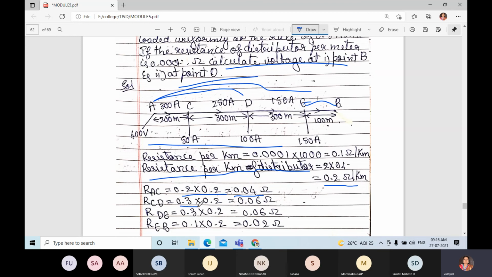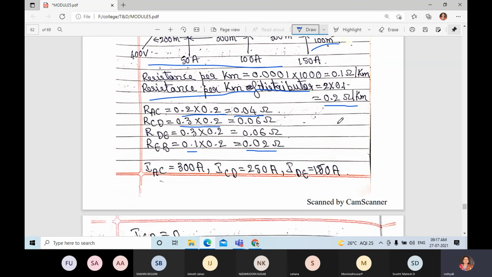RCD is equal to 0.3 into 0.2. How we got 0.3 here? 300 divided by 1000 they have done. So here also the same way. 300 divided by 1000 into 0.2, you will get 0.06. Same, 0.1 into 0.2, you will get 0.02 ohm. They have done 100 divided by 1000, per kilometer.